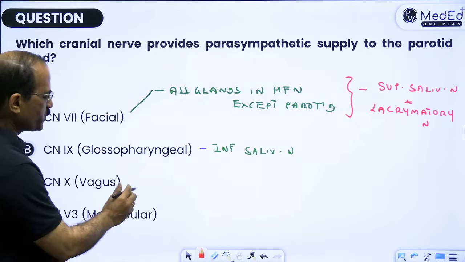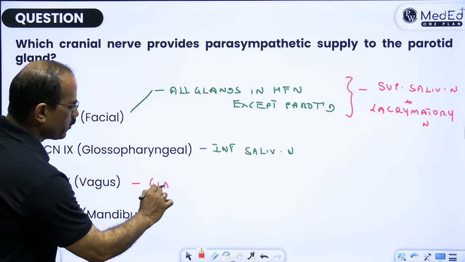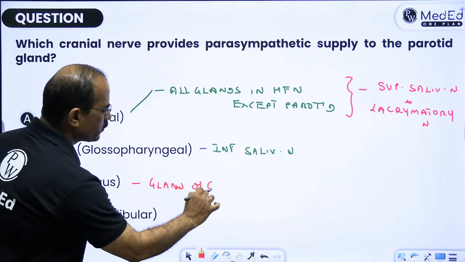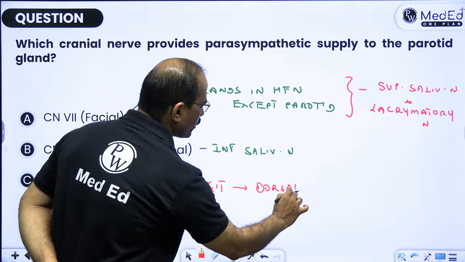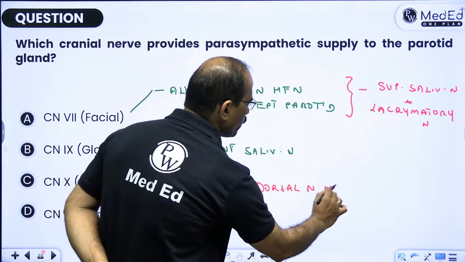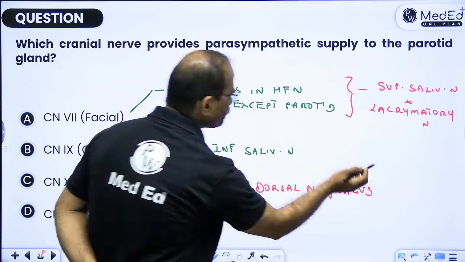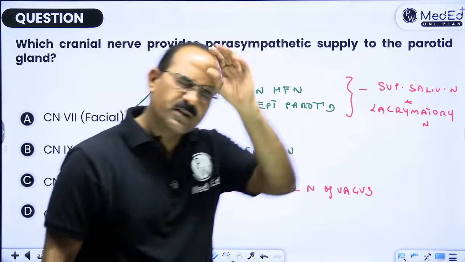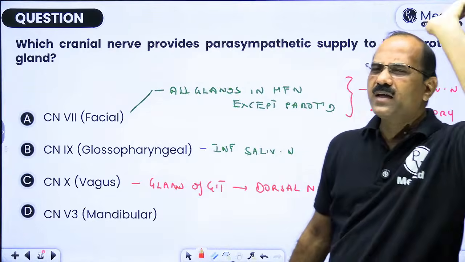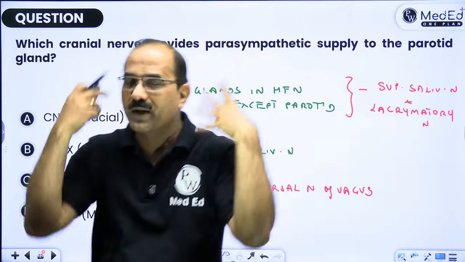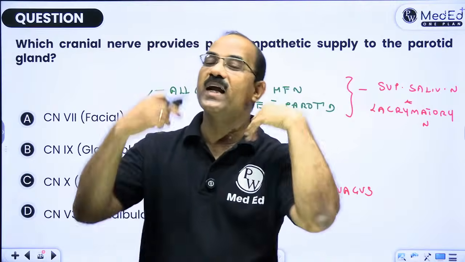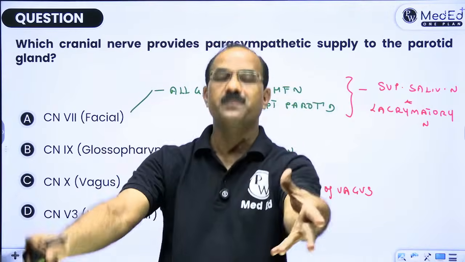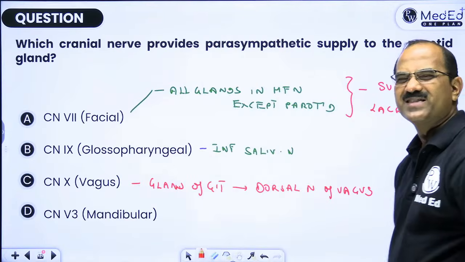Vagus. Vagus supplies which gland? Vagus supplies the glands of GIT. And what is the name of the nucleus? इसका नाम है dorsal nucleus of vagus. बस इतना याद रखो. So vagus has to supply the glands of GIT. What is the name of the nucleus of vagus जो glands of GIT को supply करेंगे? That's the dorsal nucleus of vagus.